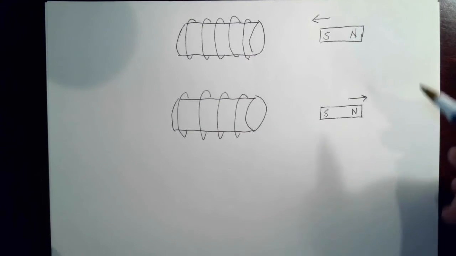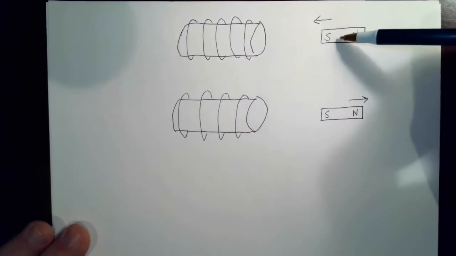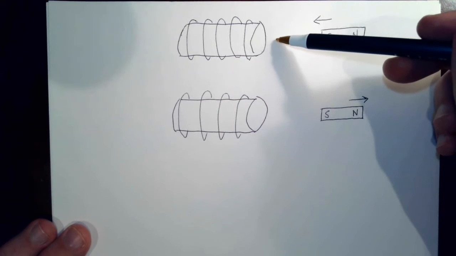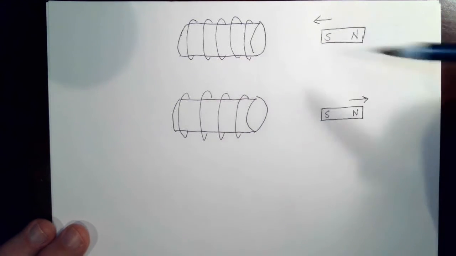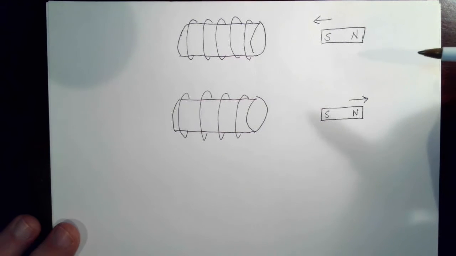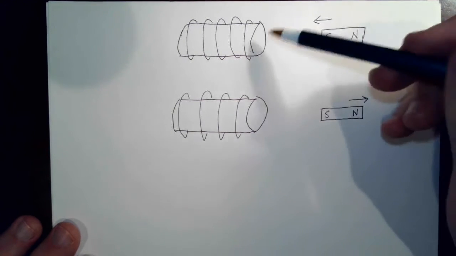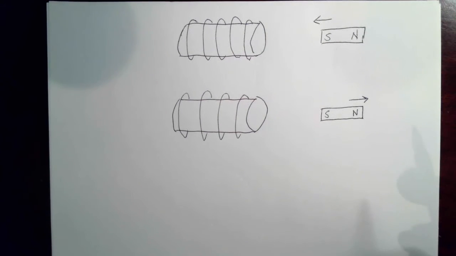All right, now I flip the magnet around. So now the south pole is facing the solenoid. And let's say I move the magnet closer. What is the direction of the induced EMF and therefore the induced current in the solenoid now? Try this yourself. Pause the video and see if you can use Lenz's law to figure out which way the current is going to be going in this solenoid as the south pole of this magnet moves closer.